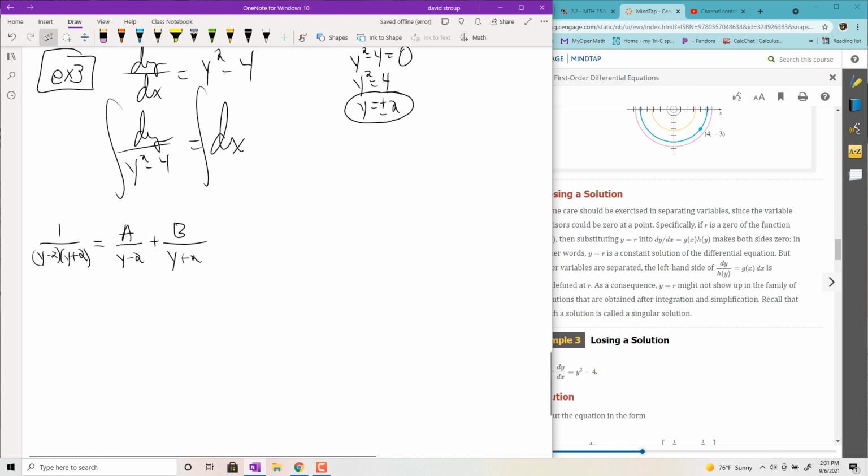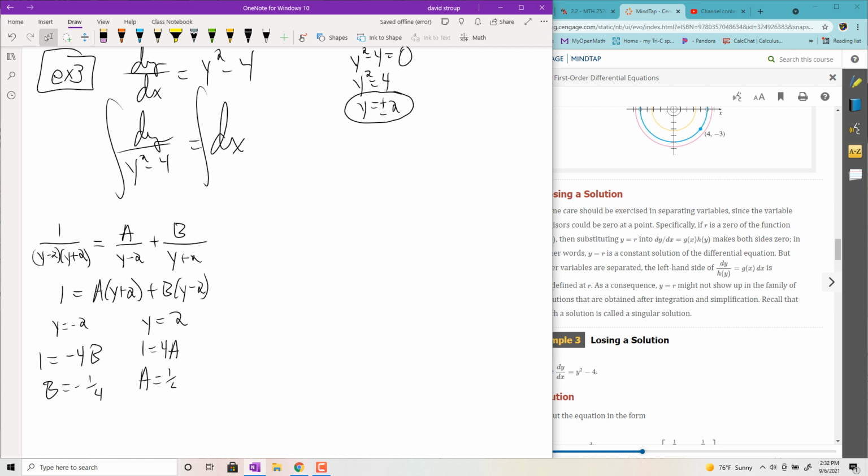Multiply through to get rid of the denominators. Sub in y is negative 2, so you get 1 equals negative 4b. So b is negative 1/4. Let y equal 2. So 1 equals 4a. So a is 1/4. So what do we have then?